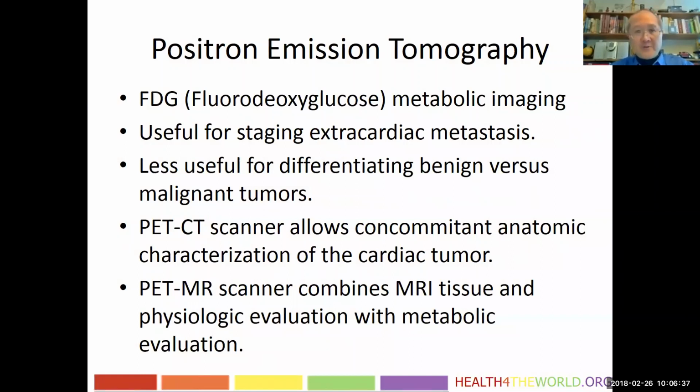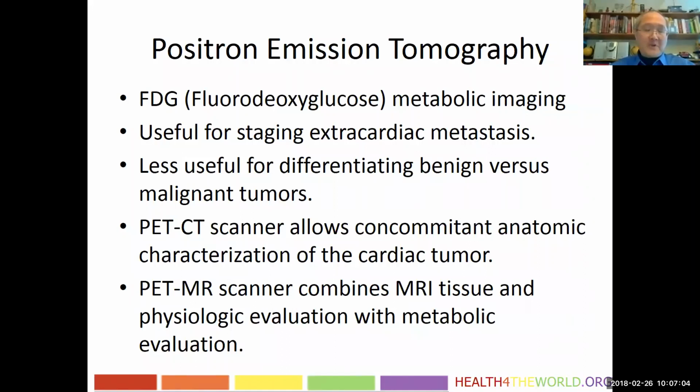Now, PET stands for positron emission tomography. It utilizes FDG as a tracer that will decay. The F18 will decay and be picked up by the positron emission tomography. The organic moiety is essentially a glucose analog, so it is a metabolic imaging where the glucose goes to where the metabolic activity is.